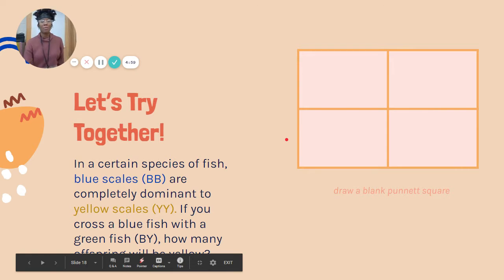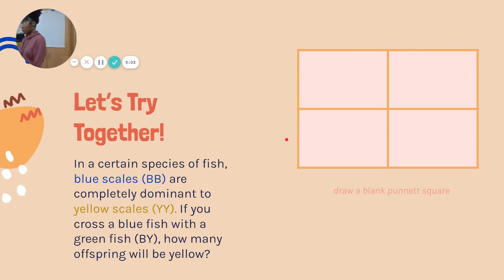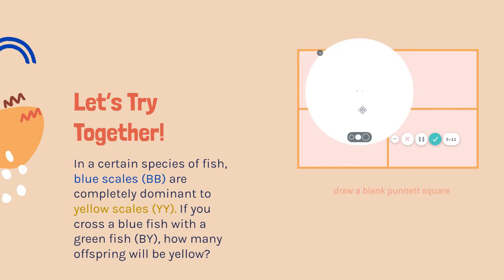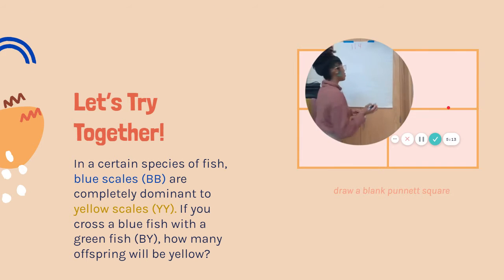So let's do a practice problem. In a certain species of fish, blue scales are going to be completely dominant to yellow scales. So on my problem right here, I'm going to make it a little bit bigger. Blue scales are completely dominant to yellow scales.